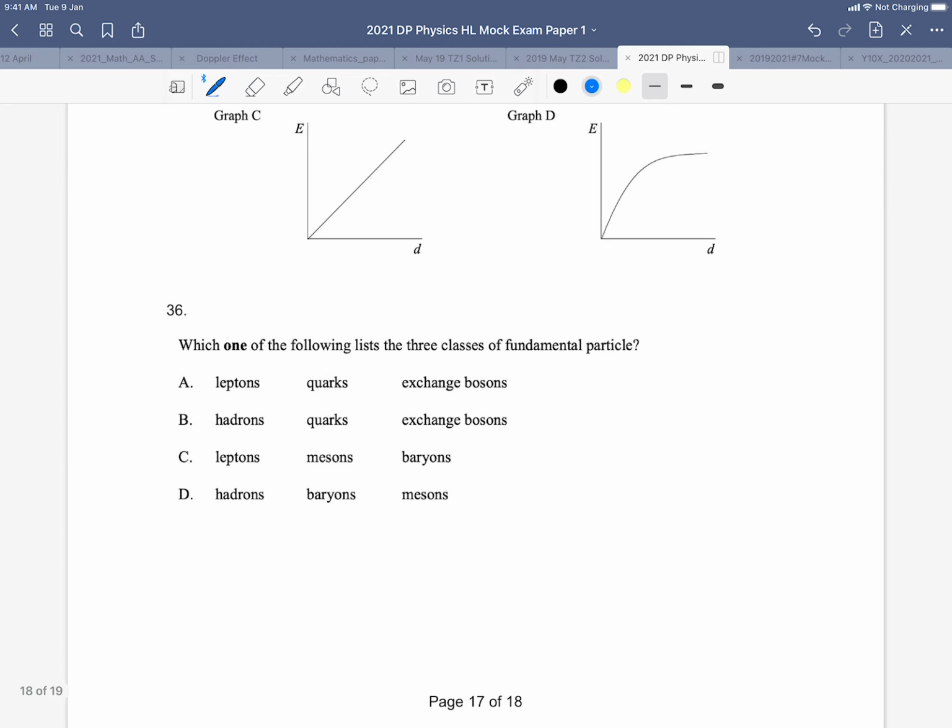Which one of the following lists the three classes of fundamental particles? Well, we know there are leptons, we know there are quarks, we know there are exchange bosons. That's really it. Hadrons are not fundamental because they're made of quarks. Mesons are not fundamental, they're made of two quarks. And baryons are not fundamental, right? Hadrons, baryons and mesons are all not fundamental. Okay, it's A, clearly.